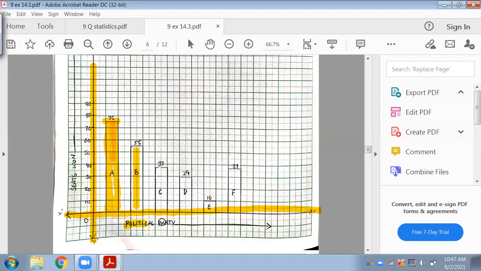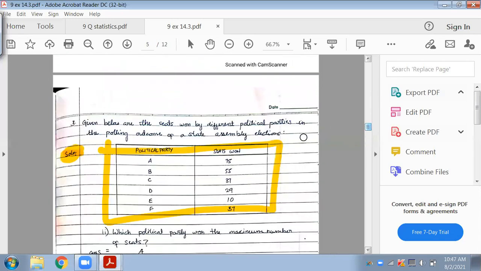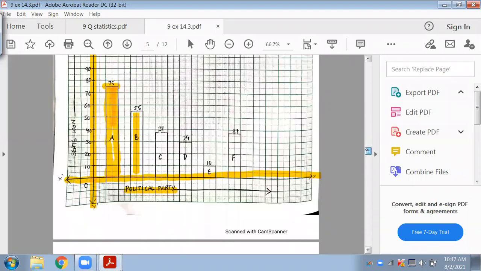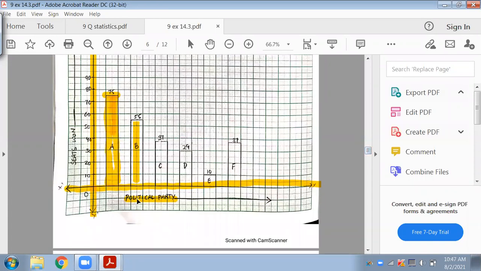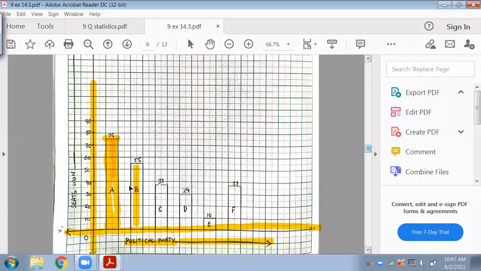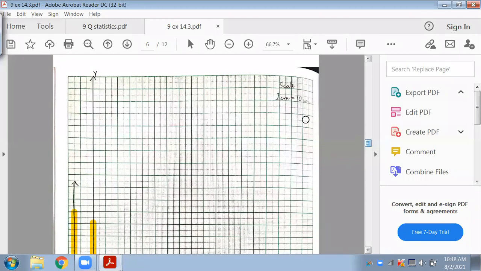Okay, then on the x-axis, what have you taken? On the x-axis, it will be whatever is the first column. We have taken the political parties on the x-axis, and on the y-axis we are taking the seats won. So write that and put an arrow. On the x-axis we are taking the first column, that is political party. These are different political parties, so write political party and draw an arrow. Again, on the y-axis we have taken the seats won, so write it and put an arrow again. And on the top, we are going to put the scale. Scale is what?